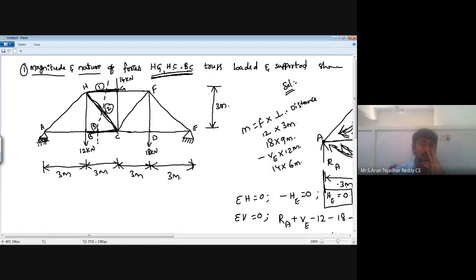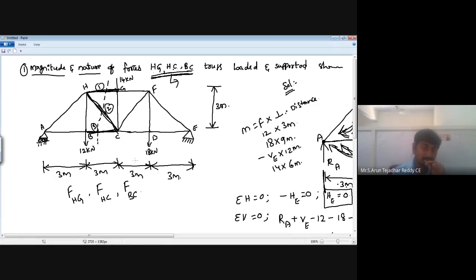Only 3 members. Then find the member forces. Totally 3 members are there, so find these 3 member forces. It means F of HG, where F means the force of the HG member. Next the force of HC, and the force of BC.